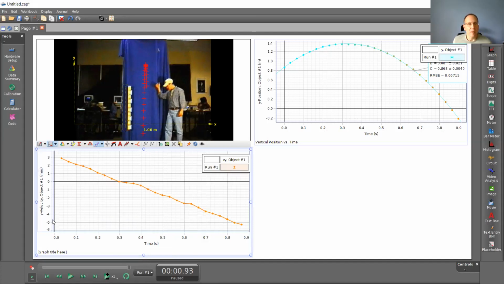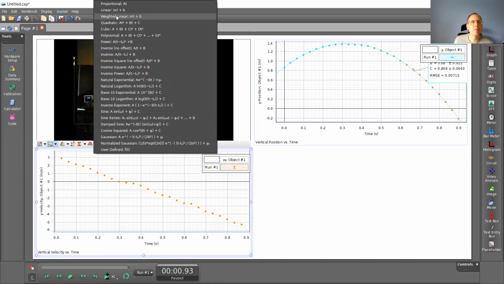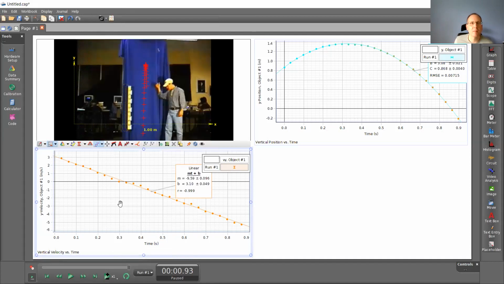Now, let me give it a title. So I'll say vertical velocity versus time. I will get rid of the line connections. In this case, it looks pretty much linear, right? So I'm going to do a linear fit here. So we'll do linear, okay?